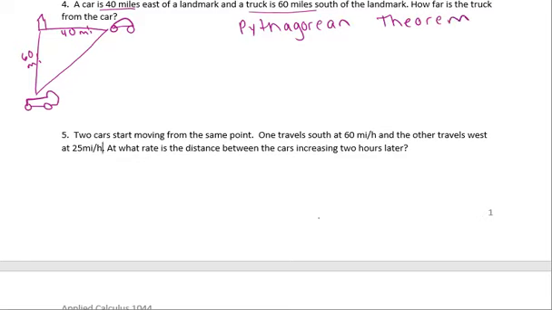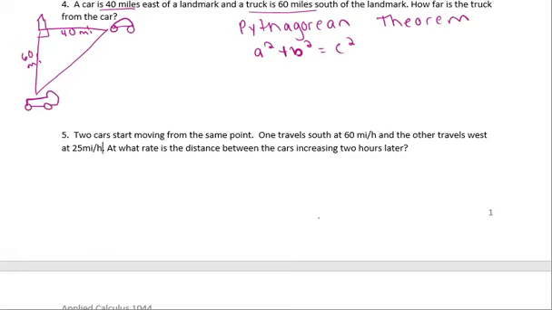So let's do a quick review. Pythagorean theorem says a squared plus b squared equals c squared. A and b are the legs that form the right angle. We know this is the right angle because of our directional notation here, east and south. East and south are 90 degrees of each other. So our C is always the hypotenuse, which is the side across from the right angle. So in this case, the distance between the car and the truck would be side C.